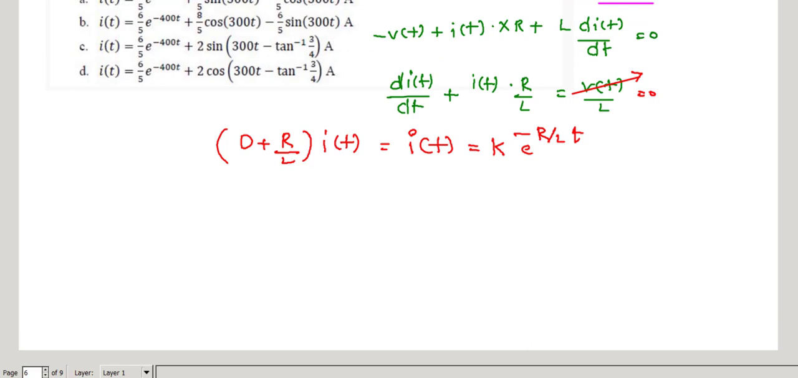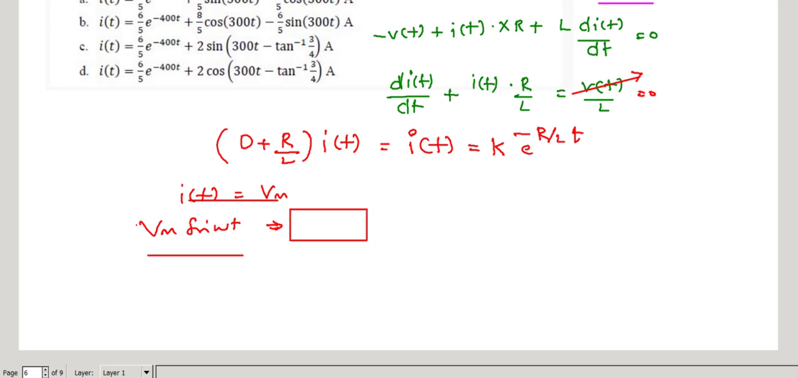Next we find the steady state response. How to find the steady state response? If you give an AC sinusoidal source, suppose the input is Vm sin omega t. How to find the steady state response for sinusoidal signals in circuit theory?